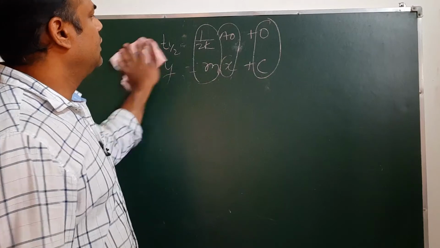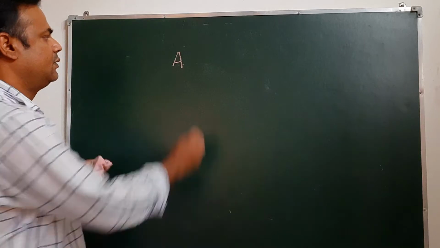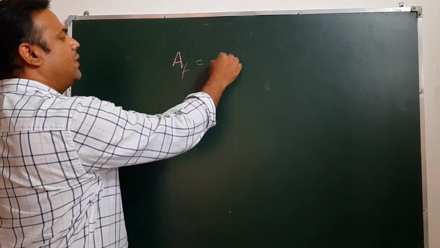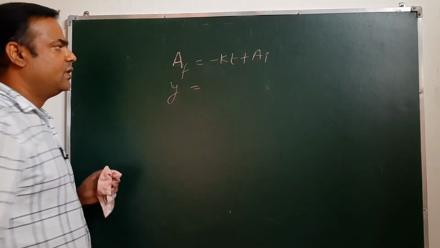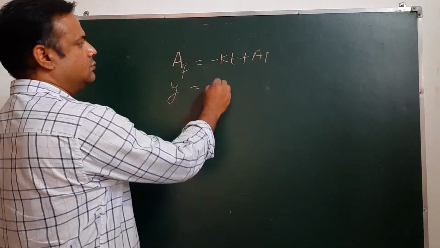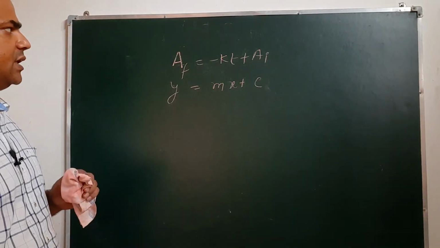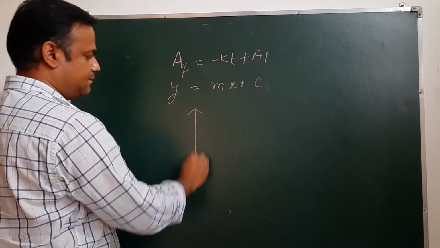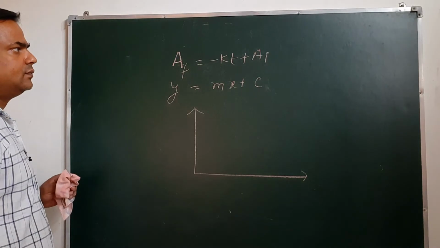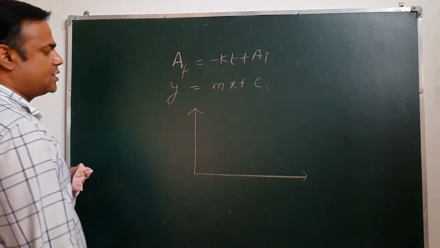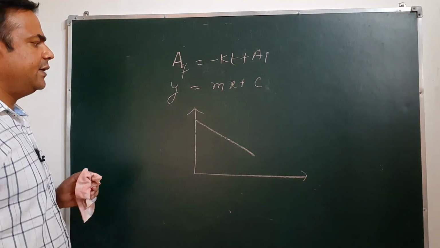Now if we see the equation that A final equals to minus KT plus A initial, then it is also following the relationship y equals to mx plus c. So if we plot the graph of concentration versus time, then we'll have the graph this with negative slope.